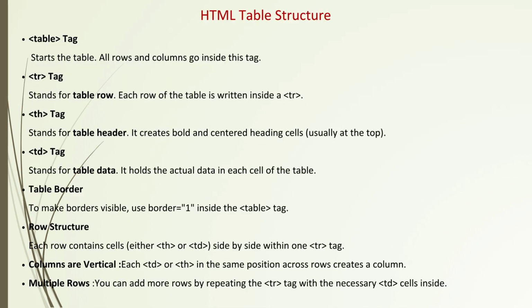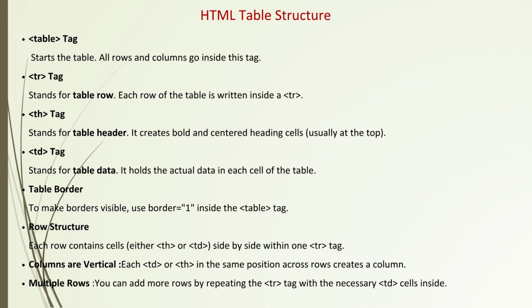HTML table structure. The table tag starts the table. All rows and columns go inside this tag. The tr tag stands for table row. Each row of the table is written inside a tr. The th tag stands for table header. It creates bold and centered heading cells. The td tag stands for table data. It holds the actual data in each cell of the table.